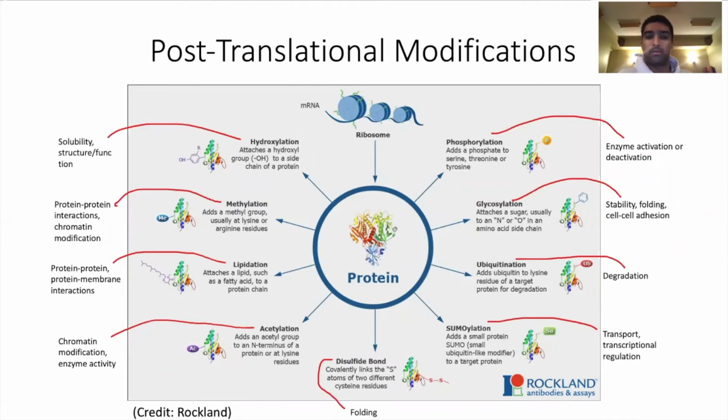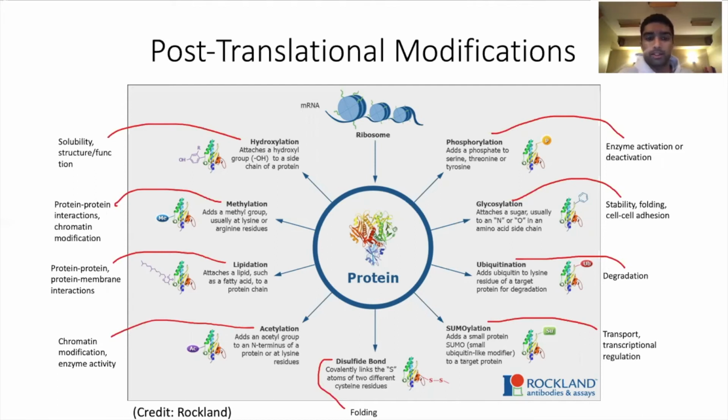Now we're going to talk about post-translational modifications. So after a protein has been translated by a ribosome, it's not ready to go out and do its job in the world. It needs help from different modifications. So there are examples on the slide over there. I'll just go through each one.